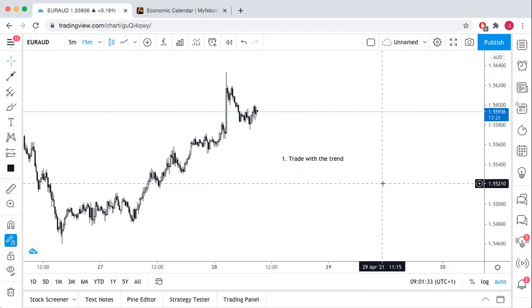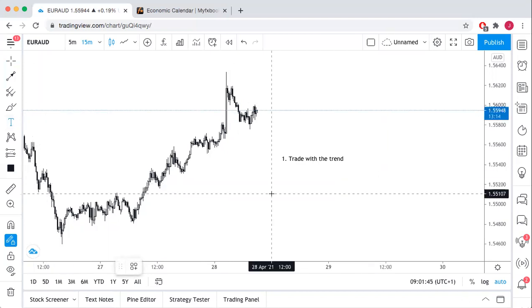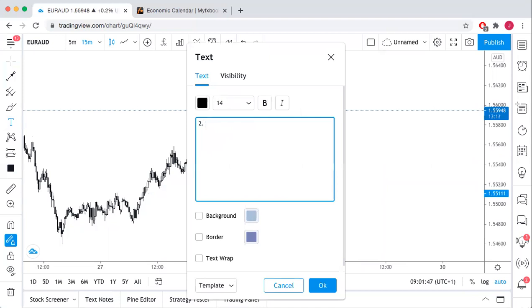So just take it back to basics if you're struggling. Trade with the trend, take the really simple trades, and then watch the simplicity of the market affect your results and make them better. Number 2, we're going to talk about is make sure you understand your trading plan.